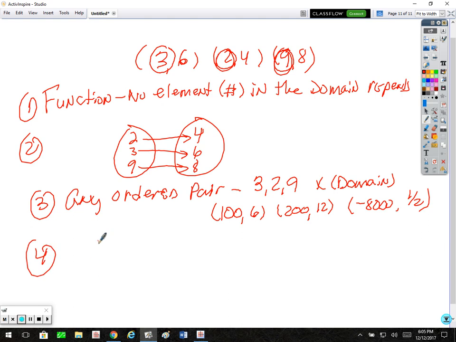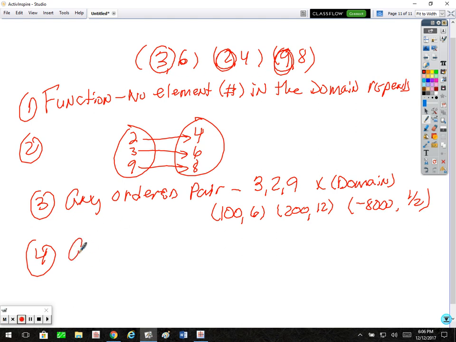Part 4. I want you to stop the video after I ask you this. Can you give me an ordered pair, any ordered pair you can think of, that would make this function a non-function? Okay, so stop the video and think about it just a minute and then see if you can come up with an answer. Okay, all right, what'd you come up with? Well, again, I want to make sure that I don't use these three.